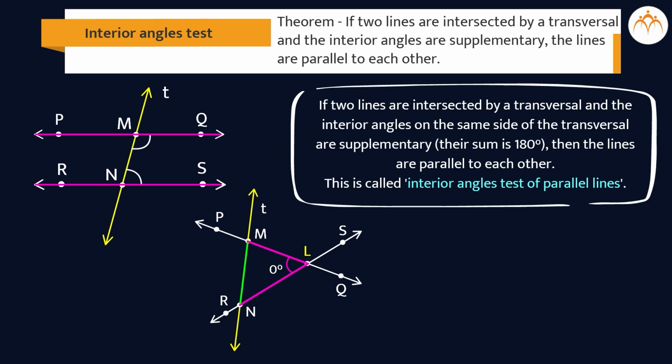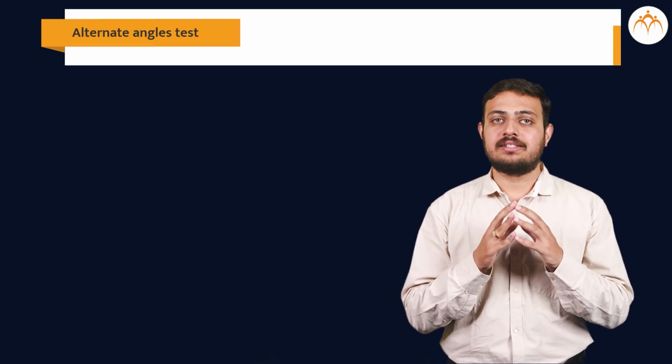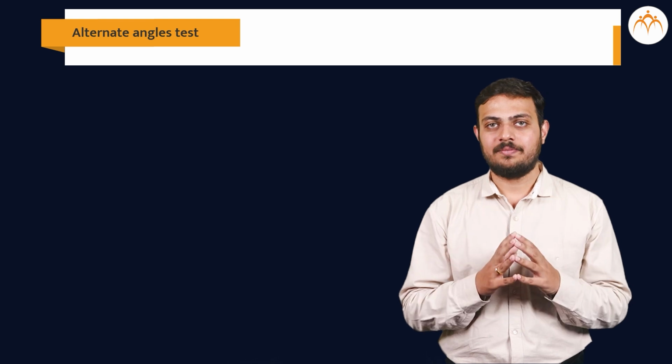If two lines are intersected by a transversal and the interior angles on the same side of the transversal are supplementary, that is, their sum is 180 degrees, then the lines are parallel to each other. This is called interior angles test of parallel lines. Now, let's study the alternate angles test for parallel lines.